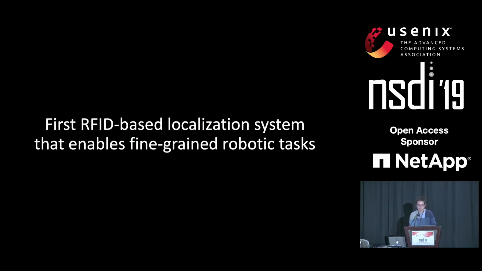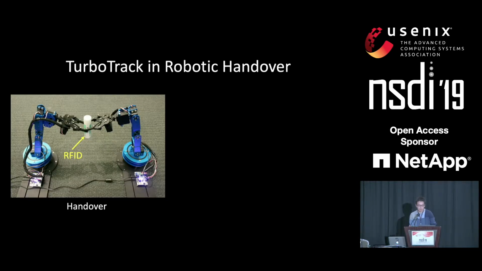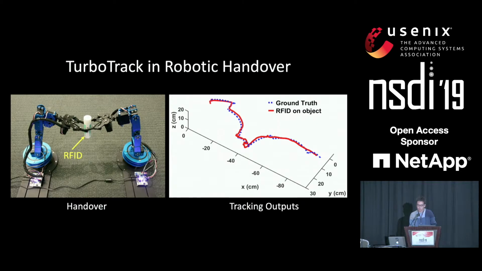Let me first show you some of the tasks that we can deliver. Here, we use TurboTrack to track a robotic handover. Essentially, there will be an object tagged with RFID, and one robot arm will pick it up and pass it to a second robot. And here I show the tracking outputs. This is a 3D coordinate system with X, Y, Z axes, and the blue color represents the ground truth, which is obtained by an optical system, and the red color represents the output of our system. As you can see, the two trajectories are very close, and we have a very high level of accuracy.